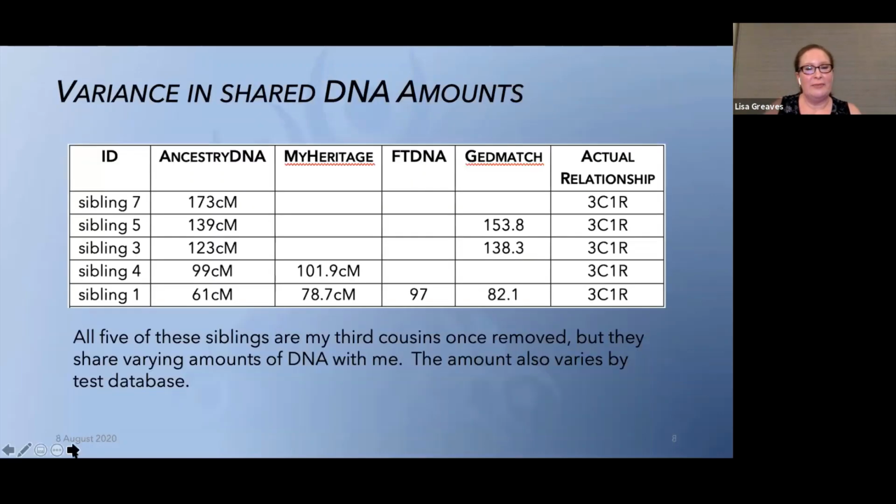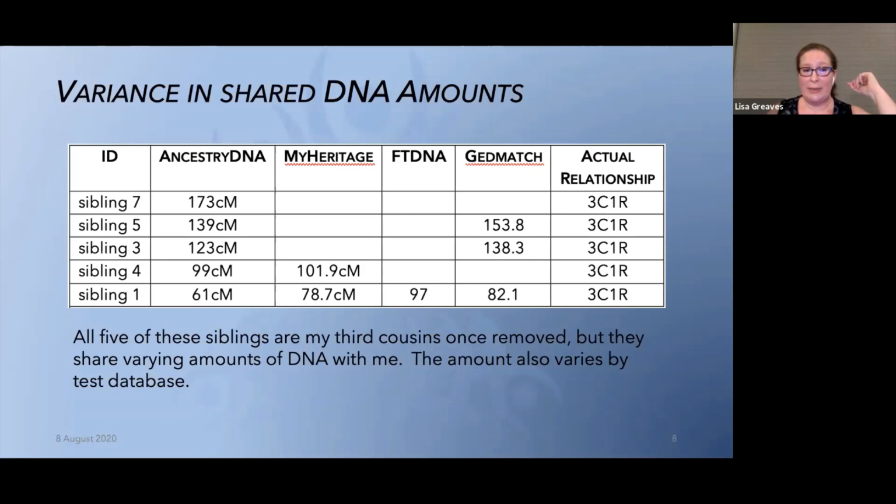All right. I wanted to show you this chart to illustrate how unpredictable DNA can be. This chart shows 5 siblings. They're all siblings to each other, and they're all my 3rd cousins once removed. So if you'll notice, the person called sibling number 7 shares really a lot of DNA with me. She shares 173 centimorgans with me, which is a significant amount.